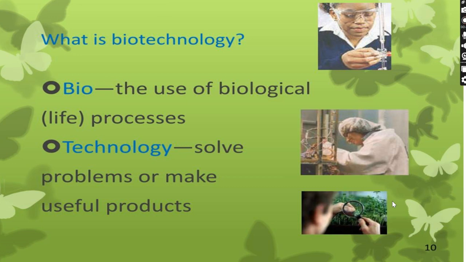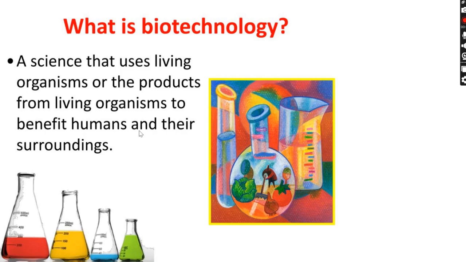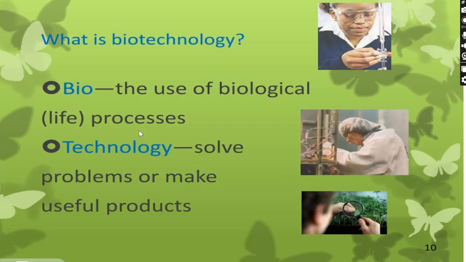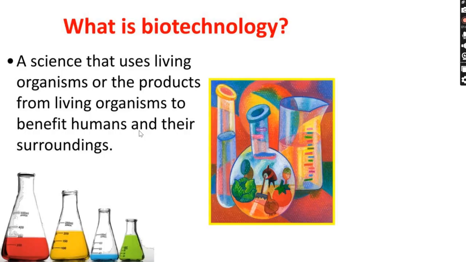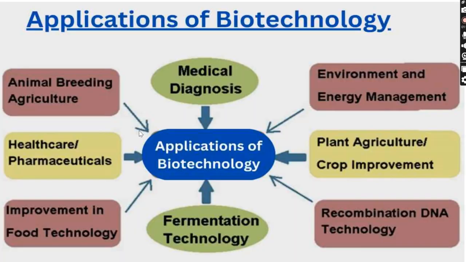Let us get introduced. What is biotechnology? Bio means the use of biological or the life process. Bio is basically life. Technology means how we are going to solve the problems, and all those we are going to talk about. How do we produce a useful product? Now, to state about biotechnology, it's a science that uses living organisms or the products of living organisms to benefit humans and their surroundings.